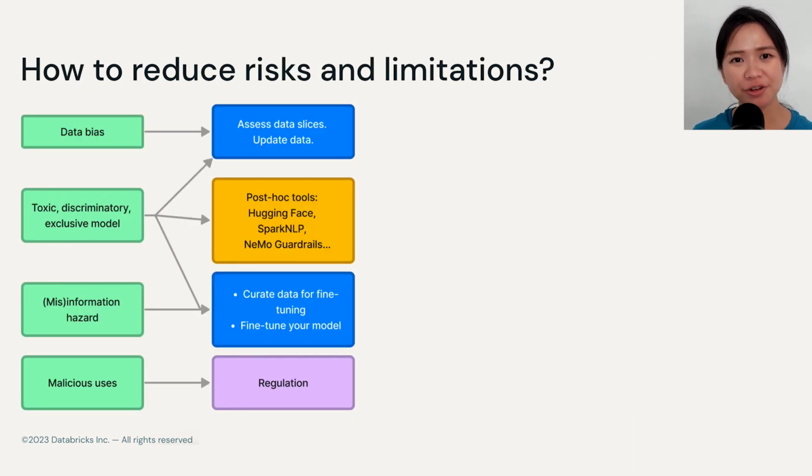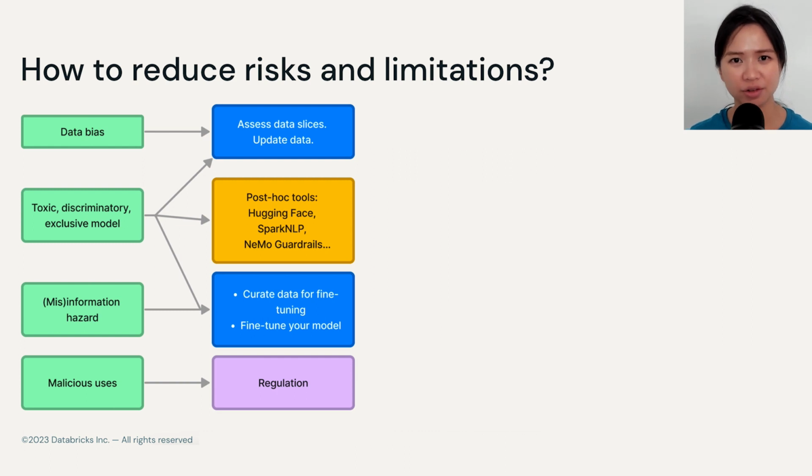But how do we reduce risks and limitations in general for all large language models? So we talked about data bias, we talked about toxic models, we talked about information hazard, and also malicious users. So all of this, we have to combat them using a united front. For data bias, we want to look at the data slices and maybe even update our data more frequently. But for any toxic models, this will require approaches from multiple angles.